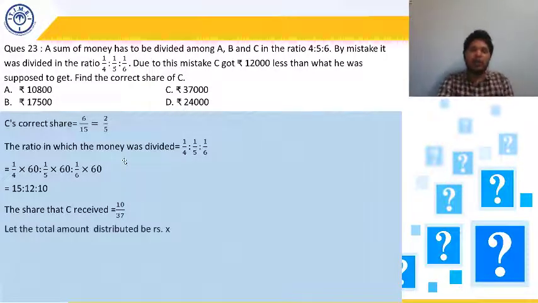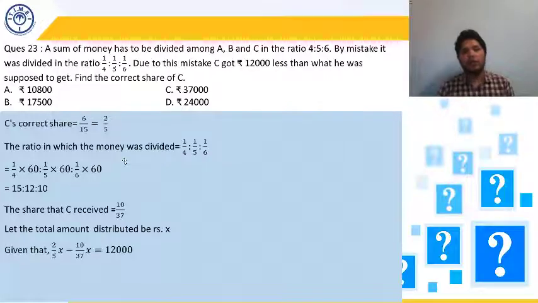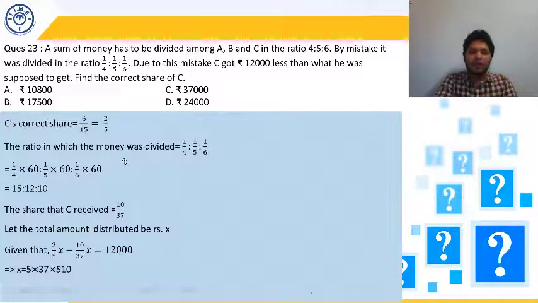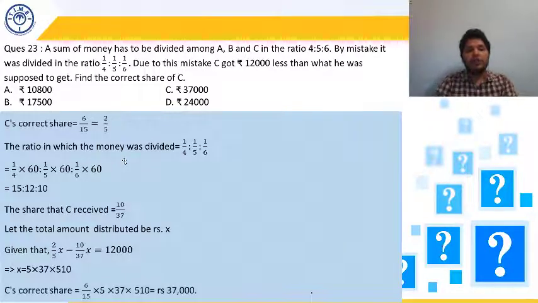So can I say, let the total amount distributed be X. C was supposed to get 2 by 5 of X, but instead of that C has actually got 10 by 37 of X, and the difference between these two is going to be 12,000 rupees. So from this we can easily calculate the value of X, which is 5 into 37 into 510, and to get the correct share of C, it is going to be 6 by 15 or 2 by 5 times the total money, which is 5 into 37 into 510, which is rupees 37,000. So option C is going to be your correct answer.